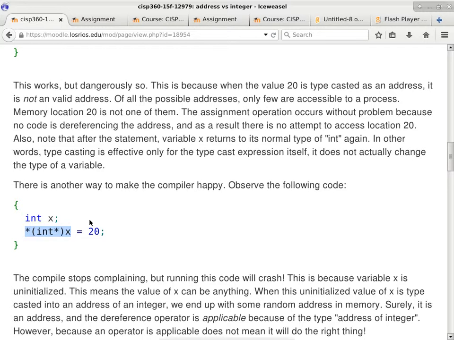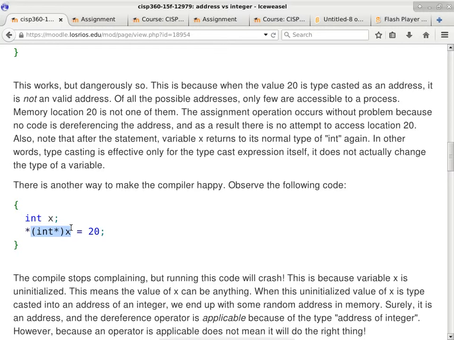But whose address? I am using the value of x as an address, and I will try to store 20 into that location. But which location am I talking about? What is the value of x to begin with? It's uninitialized. I have never put any specific value into x. So that means x itself is uninitialized, which also means the address of an integer, because of the typecast, is also unknown. I have no idea which location we are talking about.